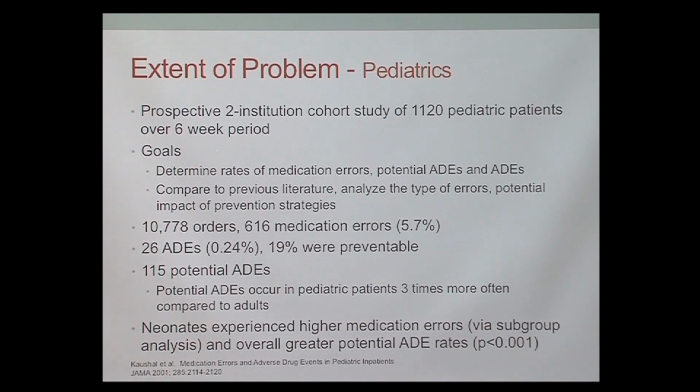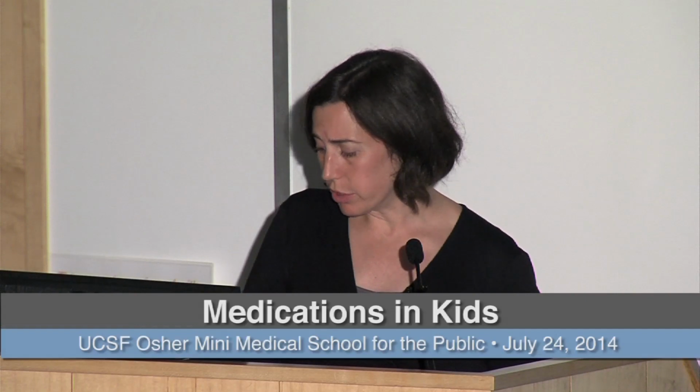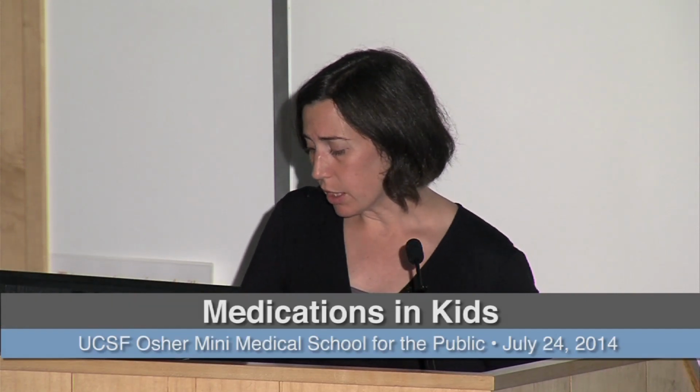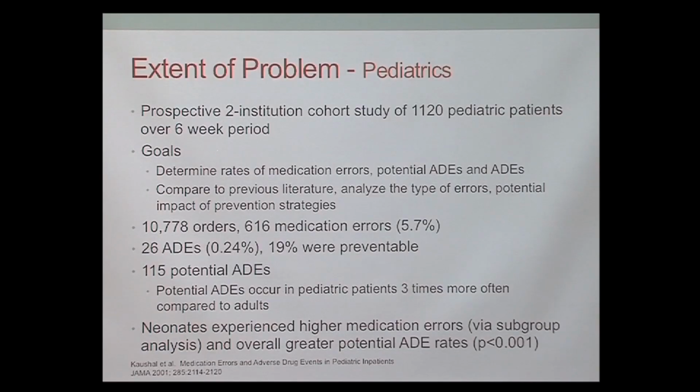They found about 5.7% medication errors. Most of those errors were dosing errors, followed by route of administration, transcription errors, and documentation errors, followed by date and frequency of administration errors. Of those, we had 0.24% adverse drug events, and they considered about 19% of those to be preventable. In the potential adverse drug events, they found that pediatric patients were affected almost 3 times more frequently than adult patients, which is an important variable.